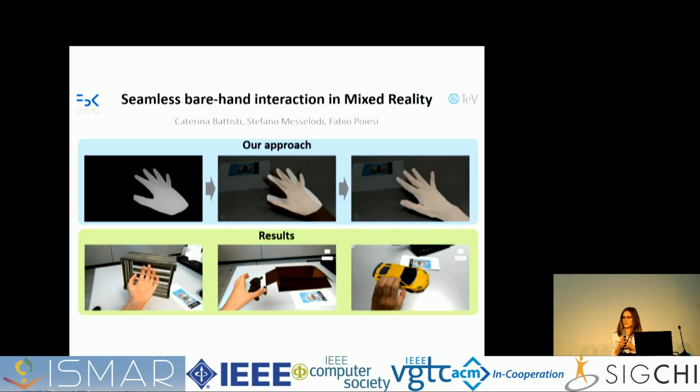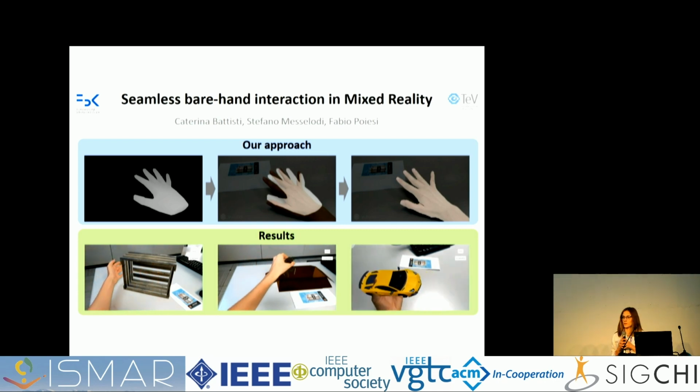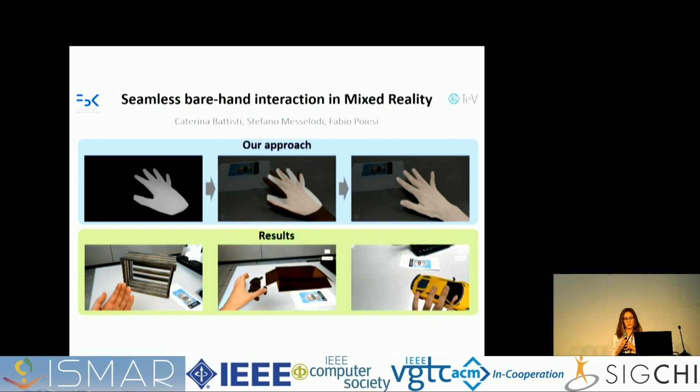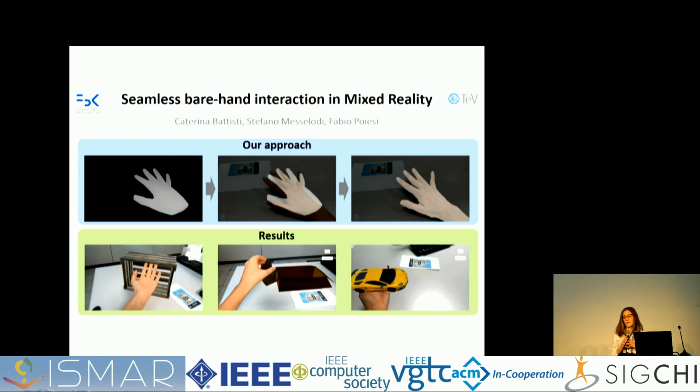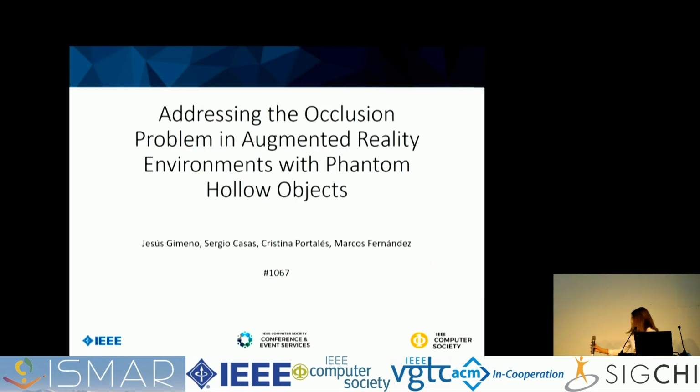Interacting with augmented objects in mixed reality would be more realistic if we could use our bare hands. The main problem is that occlusion needs to be accounted for. So our solution is to associate the depth of the hand with the appearance of the hand in the image. As a result, you can see some examples here, or you can come to our poster to try the demo.